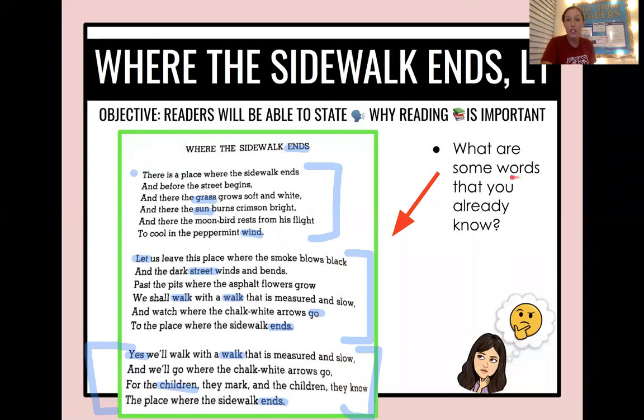Now that we had a chance to scan, let's go ahead and get ready to read the poem together.